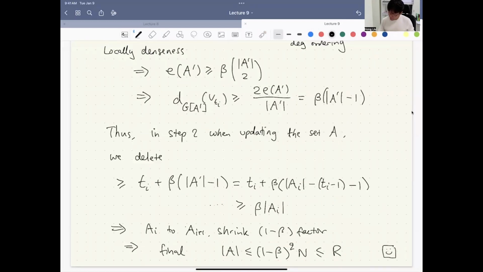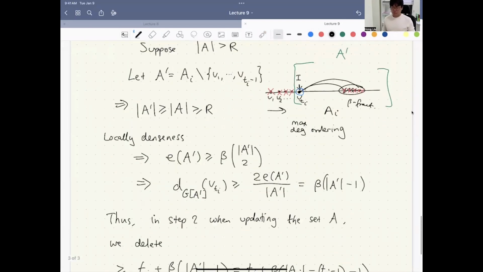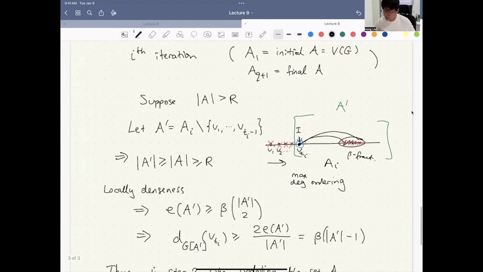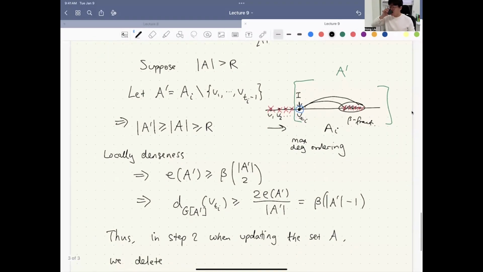Basically, a nice, simple but nice proof. Okay. Any questions about the details? No? Okay, good. So let's move on. We're going to see some applications.